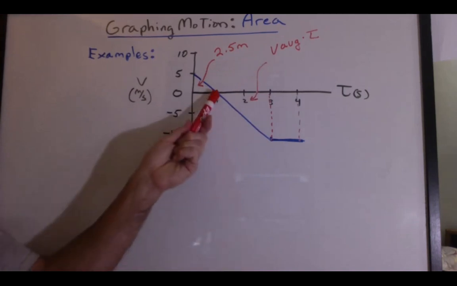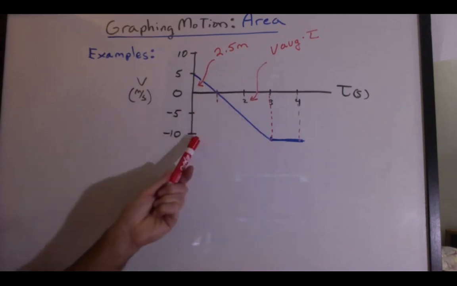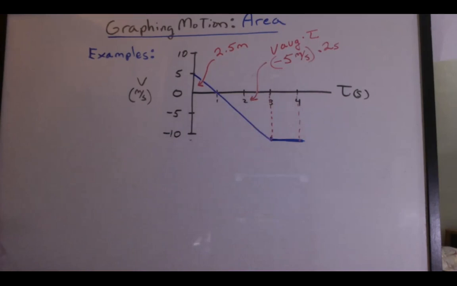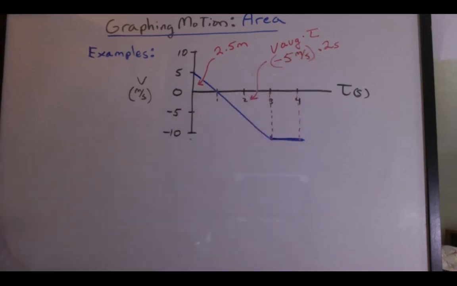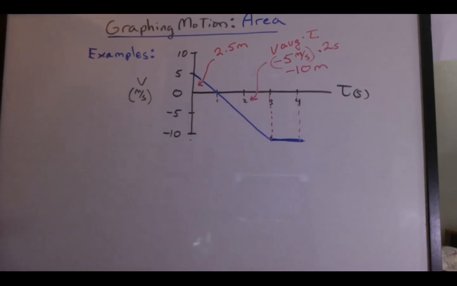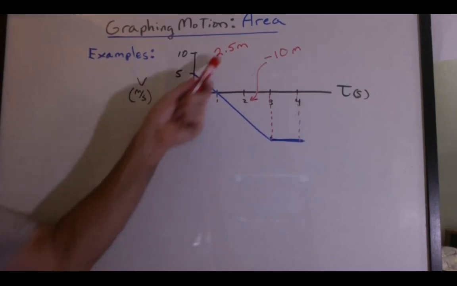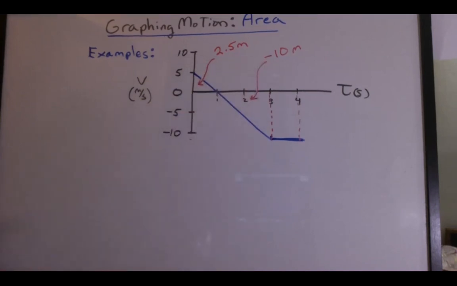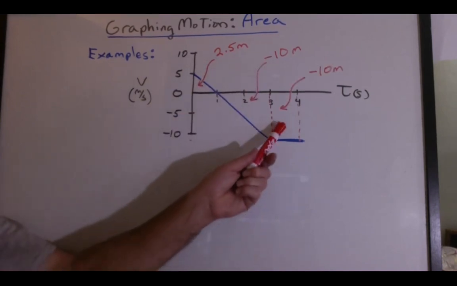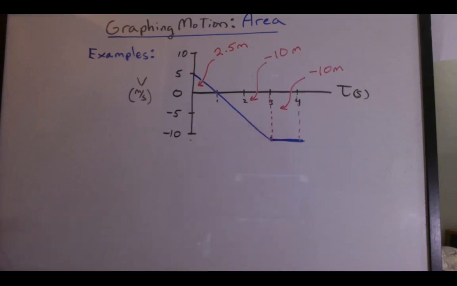We have a 0 velocity, a negative 10. I have an average velocity of negative 5 meters per second. Times 2 seconds, I get negative 10 meters. This means I went forward 2.5 meters and backwards 10 meters. Using the same analysis, I can see that I've traveled negative 10 meters again. I went backwards another 10.